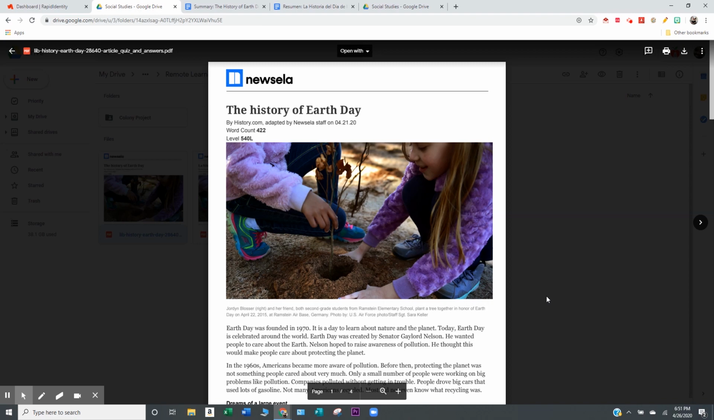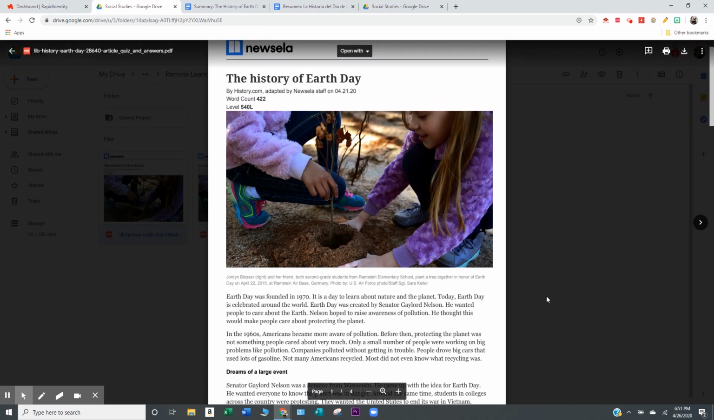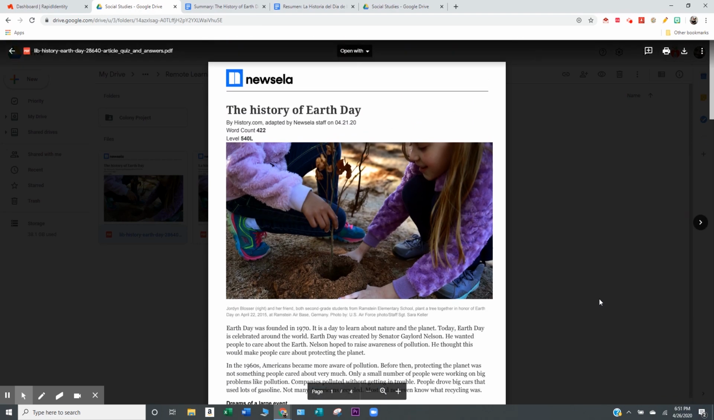Now, it's very important for a student to understand a text that they use all the text features to be successful. For instance, with this one, the first thing you would do is read the title, the history of Earth Day. Then you start thinking. Earth Day is the day that we celebrate taking care of our planet. We celebrate it at school, and I'm sure some families celebrate it at home. The history, of course, means how did it come about? So I know that I'm going to probably read this story and learn about how Earth Day was made up.